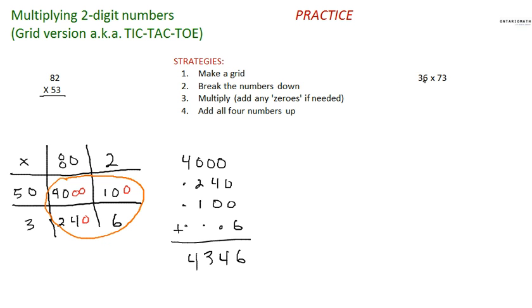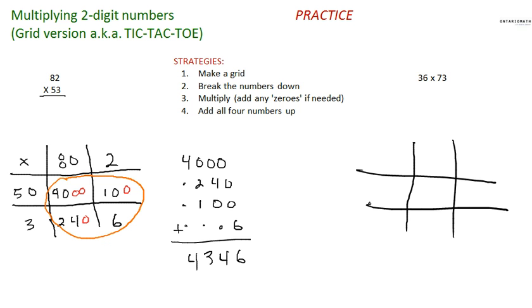Let's try it over here. Again, practice one more time. 36 times 73. Step 1, going to make that tic-tac-toe grid. And break it down. 36 means 30 plus 6 times 70 plus 3. And here we go again. See two zeros multiplied by each other, so 0, 0, right? 30 times 70, 2 zeros there. 3 times 7 is 21.